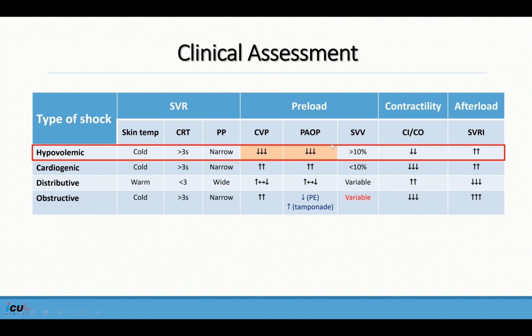Since there is hypovolemia, the variation in stroke volume will be more than 10%, meaning that the patient will benefit from volume repletion. As a result of the decreased preload, the stroke volume is decreased and the cardiac output is decreased, and the compensatory mechanism will increase the systemic vascular resistance in this condition here.